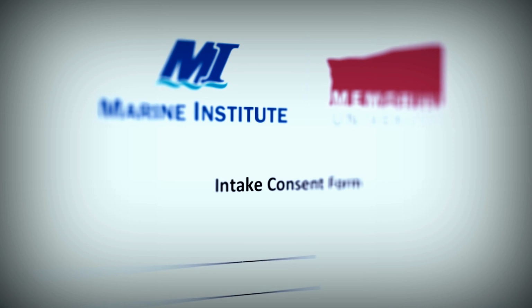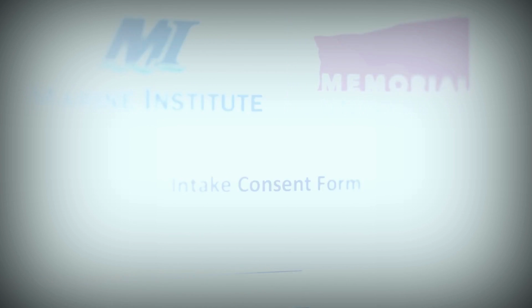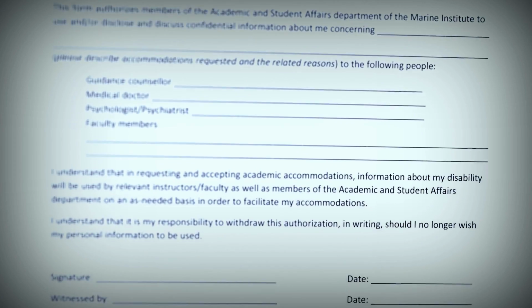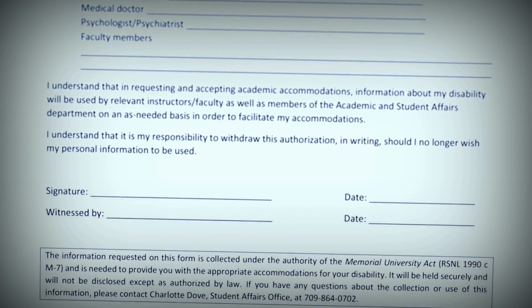The consent form allows Student Affairs staff to discuss information about you with your instructors, guidance counselor, psychologist, or anyone that you feel is appropriate. You can make changes to this at any time, and of course, everything discussed with the Student Affairs Officer is confidential unless you indicate otherwise.